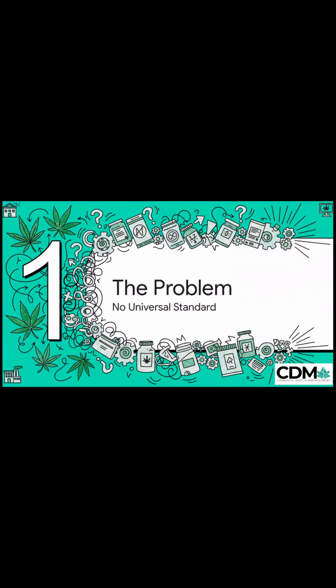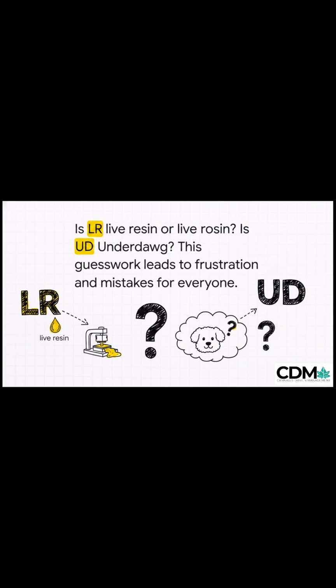So, let's get to the core of the issue here. Unlike pretty much every other industry out there, cannabis has no universal standard for naming products. And that creates this huge ripple effect of chaos that touches everyone: dispensaries, producers, e-commerce platforms, you name it. And these examples are not just made up. We see this kind of stuff all the time. Is LR live resin or live rosin? Because those are two very different products with two very different price points. Is UD shorthand for the strain Underdog, or is it something else entirely? This constant guesswork just leads to frustration and mistakes for everybody involved.